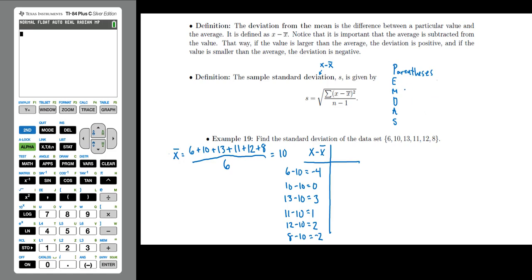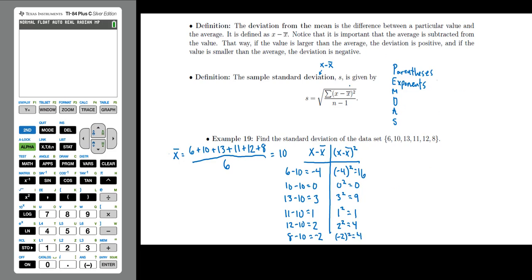Now you might remember that the second step in the order of operations is E for exponents, and we have an exponent, right? We have this square here. So the next thing we want to do is go through and take all those numbers and square them. Remember that when you square a negative, it gives you a positive. So negative 4 squared is positive 16. 0 squared, of course, is 0. 3 squared is 9. 1 squared is 1. 2 squared is 4. And negative 2 squared is 4.